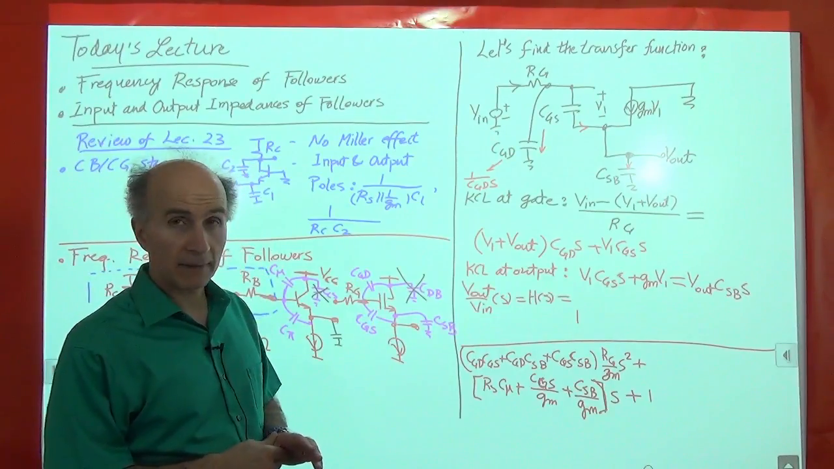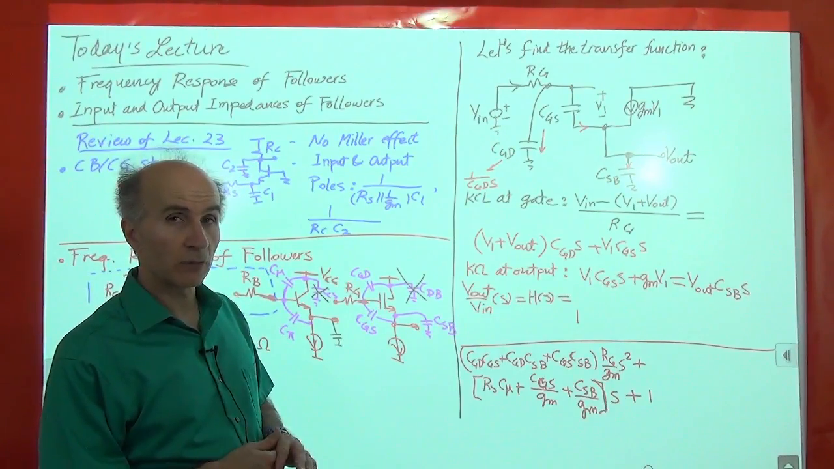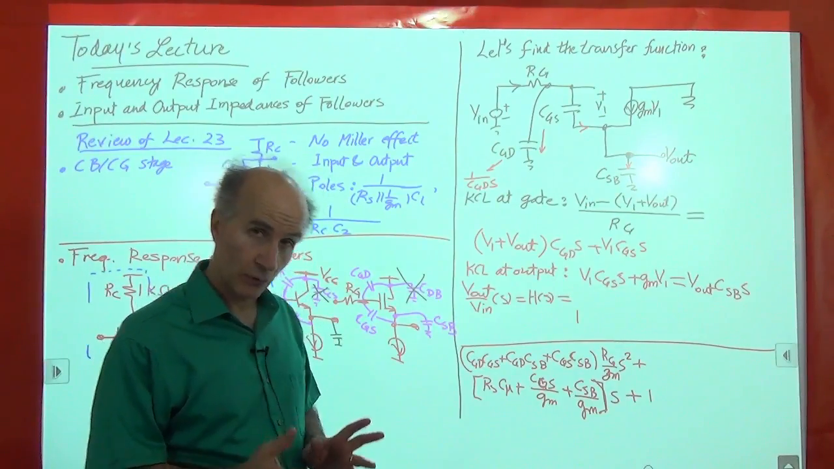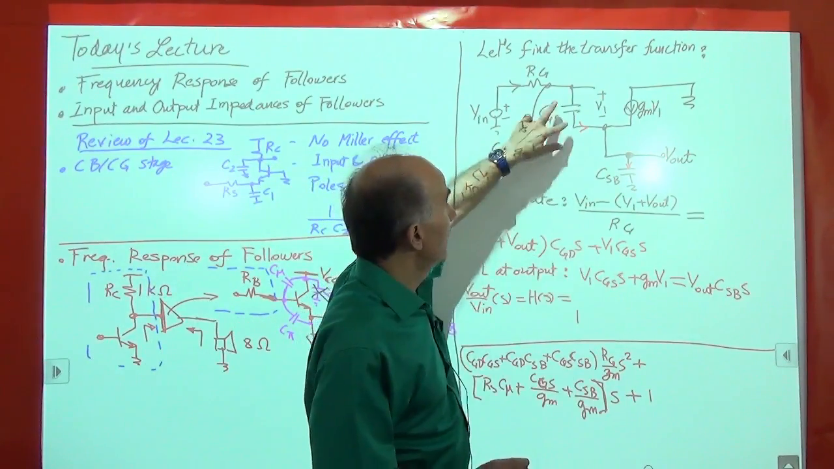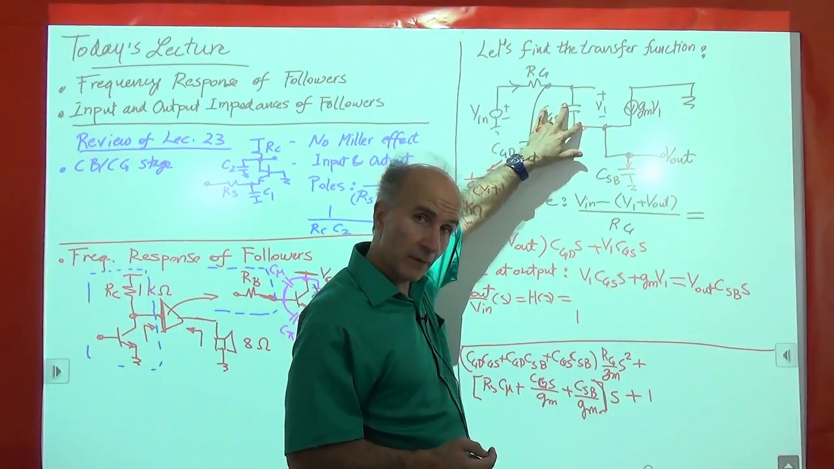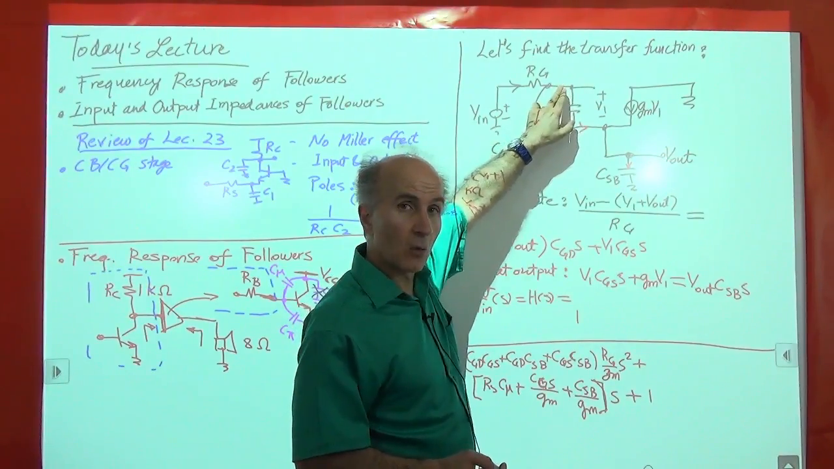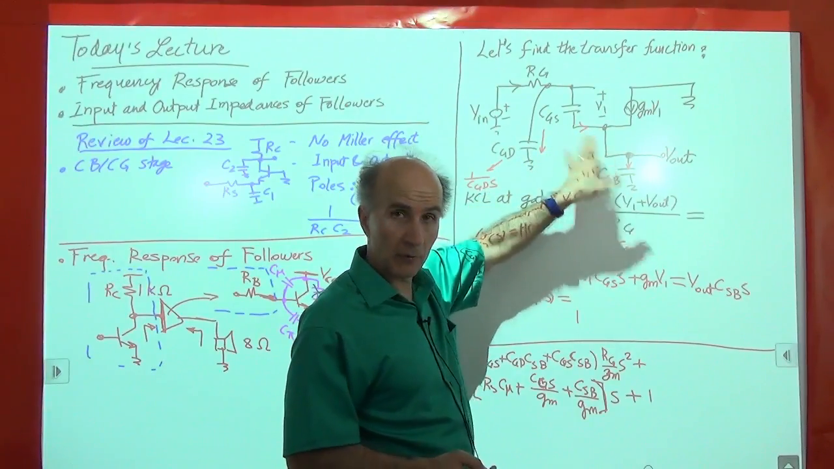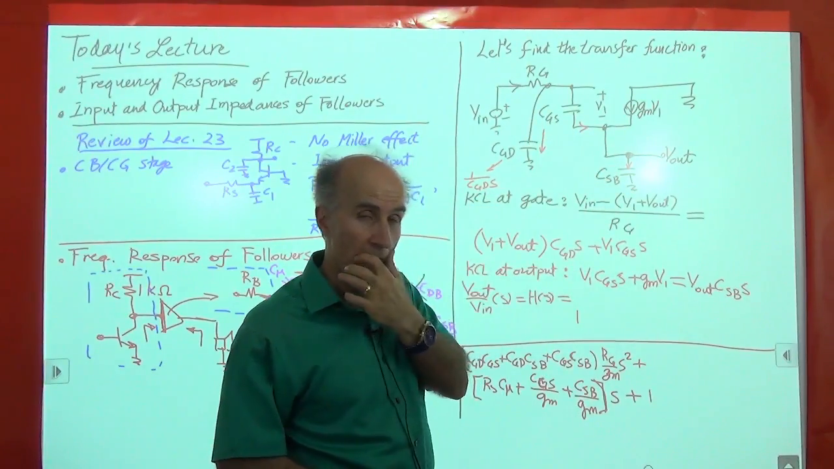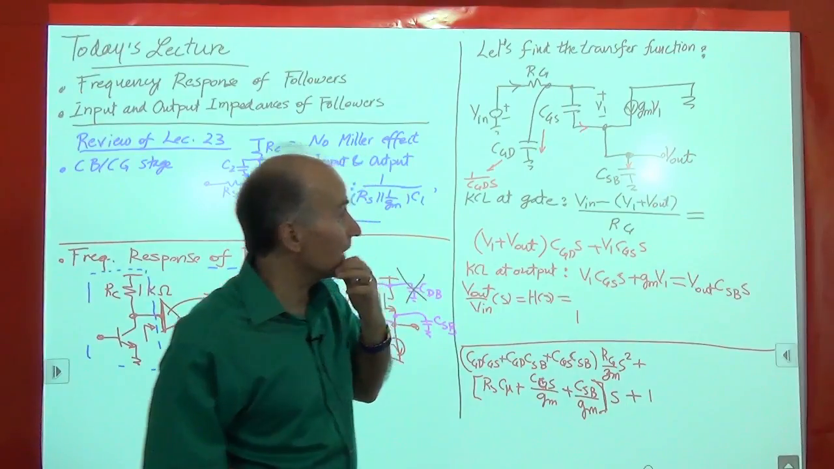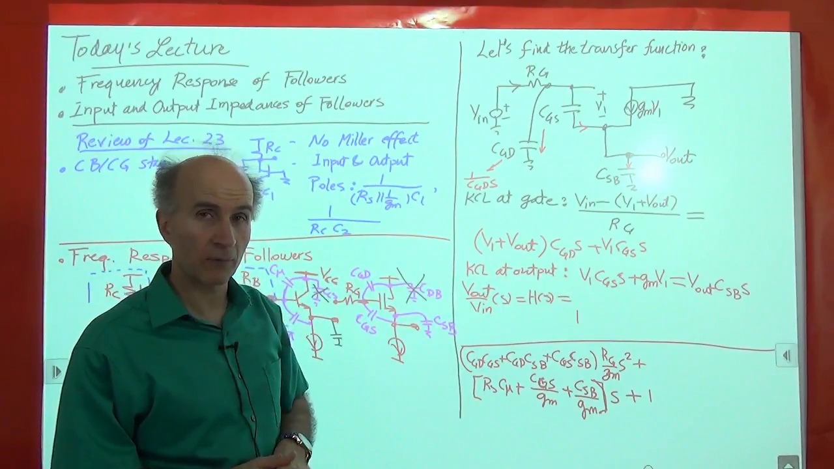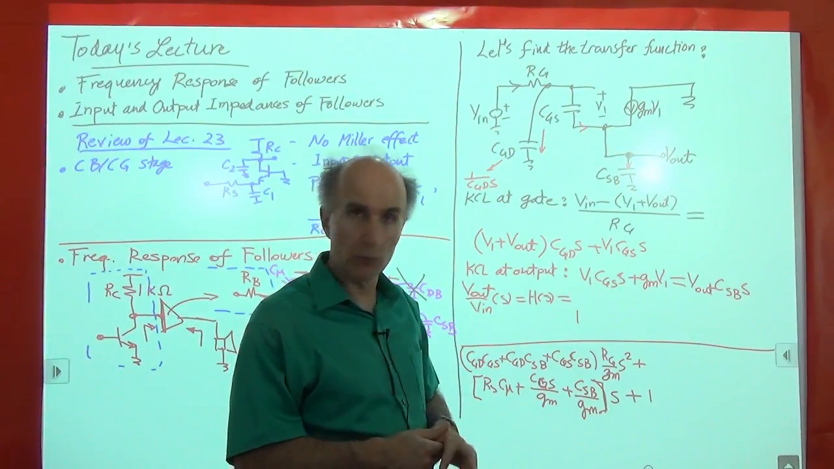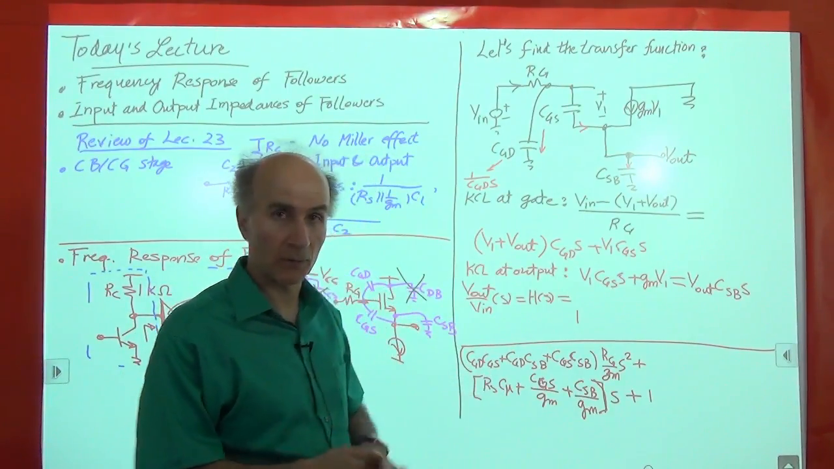Now, you might ask why we didn't try to find the poles by inspection. To do that, I would have to apply Miller's theorem to this capacitor, break it down into one grounded capacitor at the input, one grounded capacitor at the output, and then find the poles. And we can do that again. That's not very accurate in the case of followers, and again, we don't do that. But if you want, you can definitely do that too.